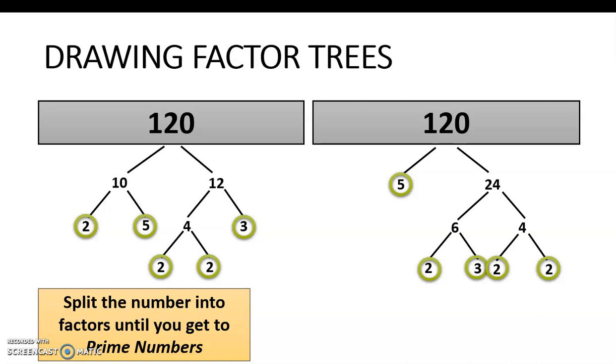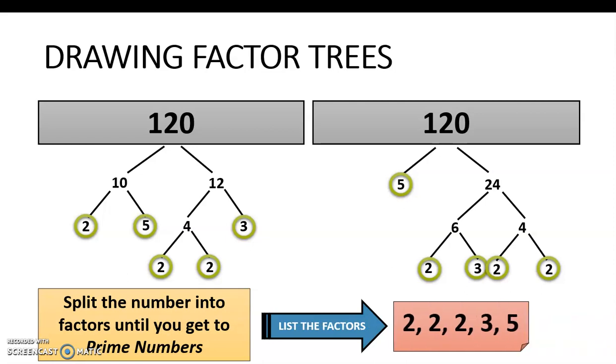These are called factor trees. And I like to circle my numbers when I get to the prime number. And then what you do last is you just list your factors. So this is your factors. If we were writing these out, we would say, 2 times 2 times 2 times 3 times 5 equals 120. Okay, so using this concept of factor trees, let's learn how to simplify radicals.